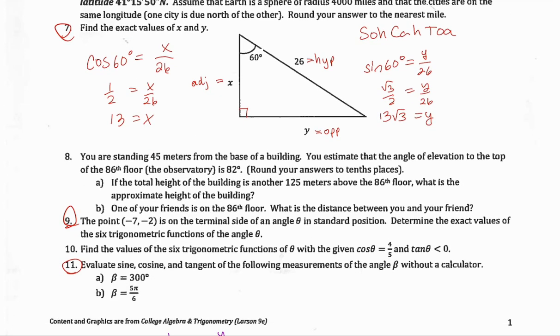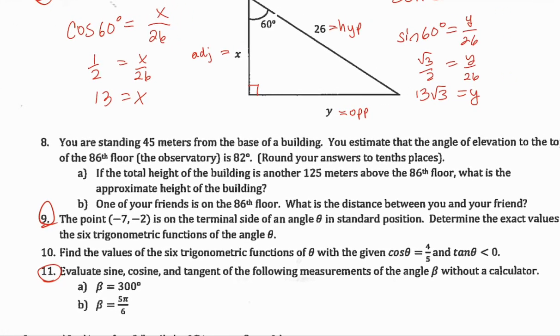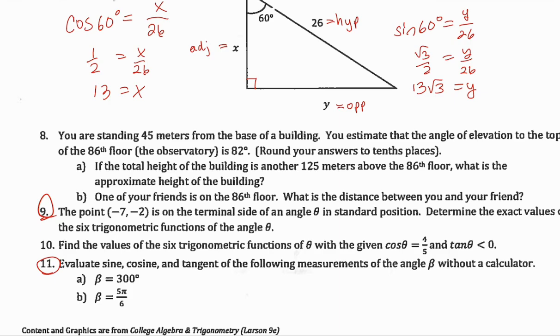Could you now move on to number 9? Number 9 says the point -7, -2 is on the terminal side of the angle in standard position. We're going to do number 9.